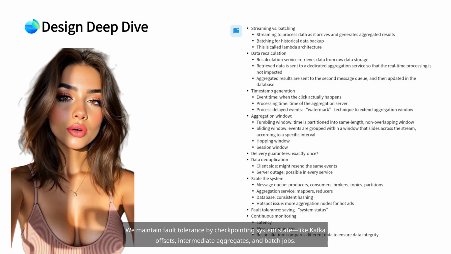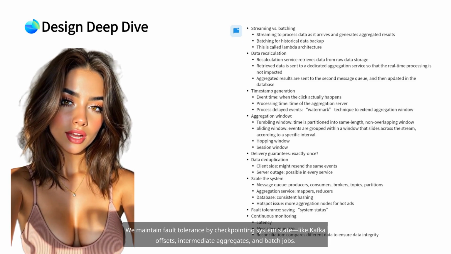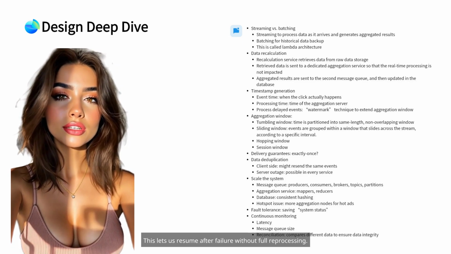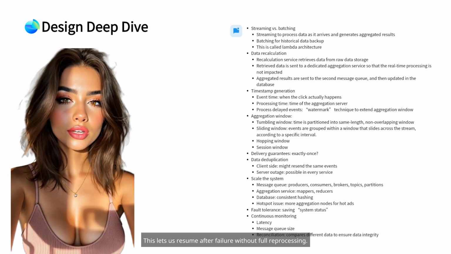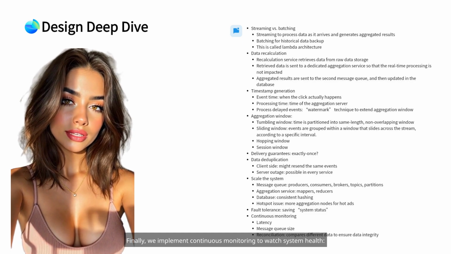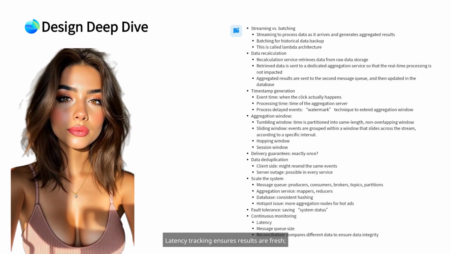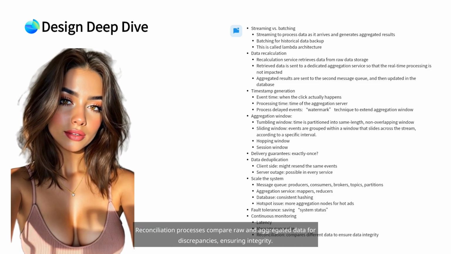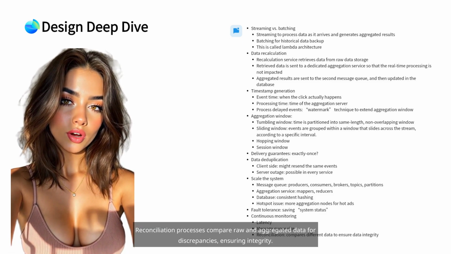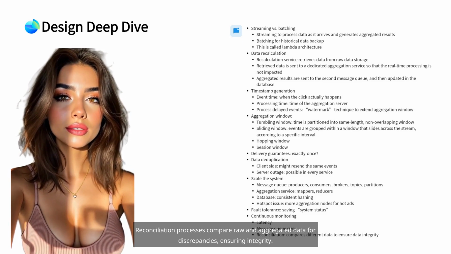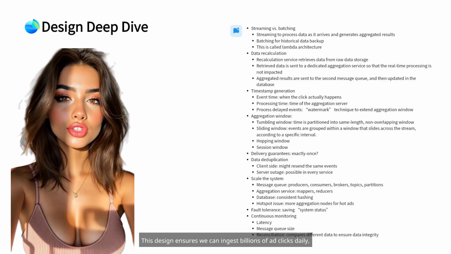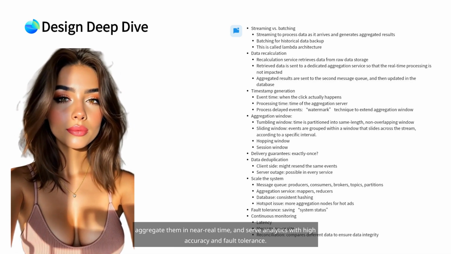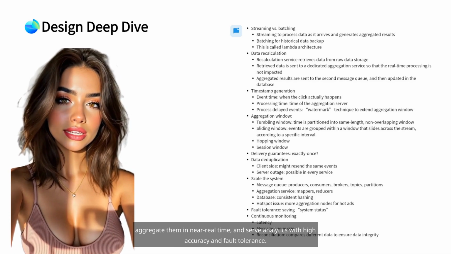We maintain fault tolerance by checkpointing system state, like Kafka offsets, intermediate aggregates, and batch jobs. This lets us resume after failure without full reprocessing. Finally, we implement continuous monitoring to watch system health. Latency tracking ensures results are fresh. Queue depth signals processing lag. Reconciliation processes compare raw and aggregated data for discrepancies, ensuring integrity. This design ensures we can ingest billions of ad clicks daily, aggregate them in near real time, and serve analytics with high accuracy and fault tolerance.